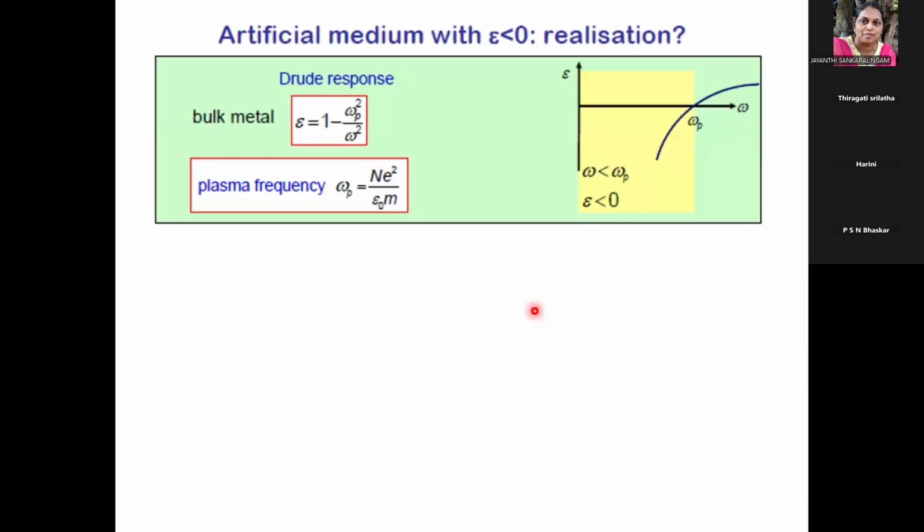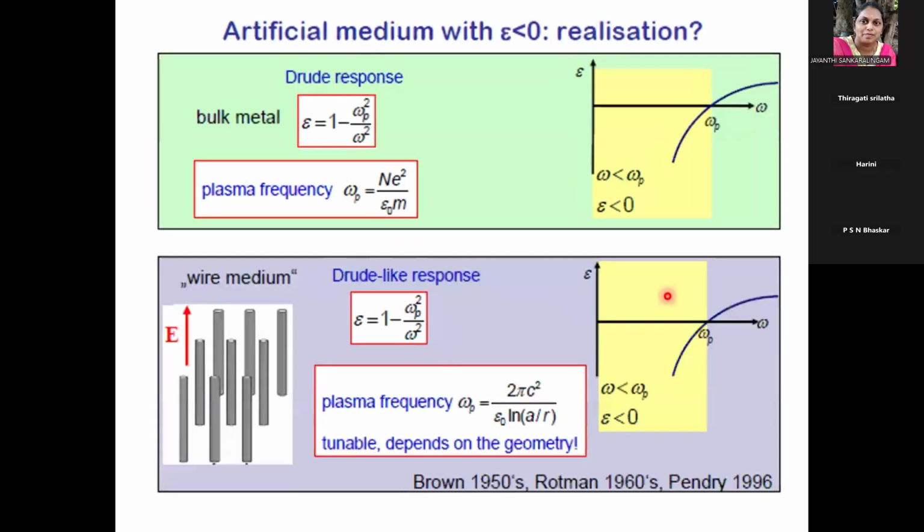Now, how can you generate these types of negative mu and negative epsilon? How to design a material which has a negative mu and which has a negative epsilon is the point. So let us first go for the design of the material which has a negative epsilon.